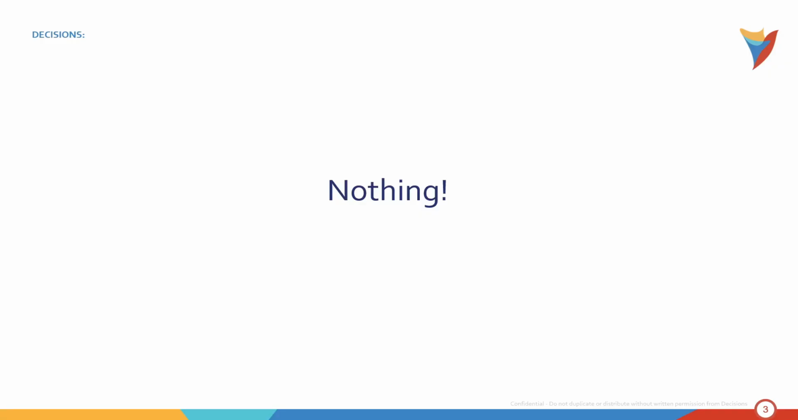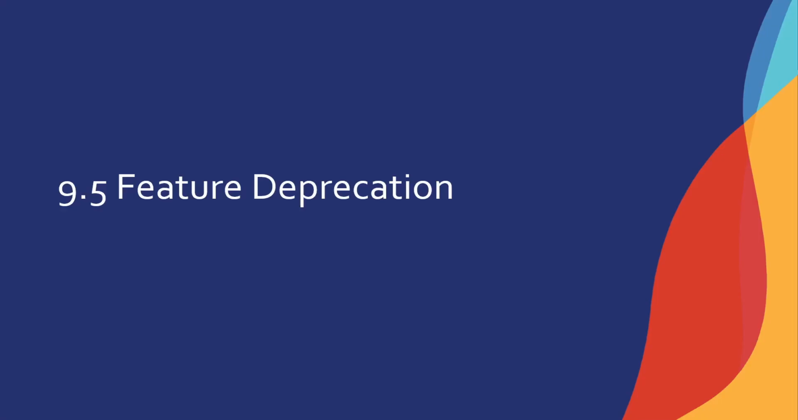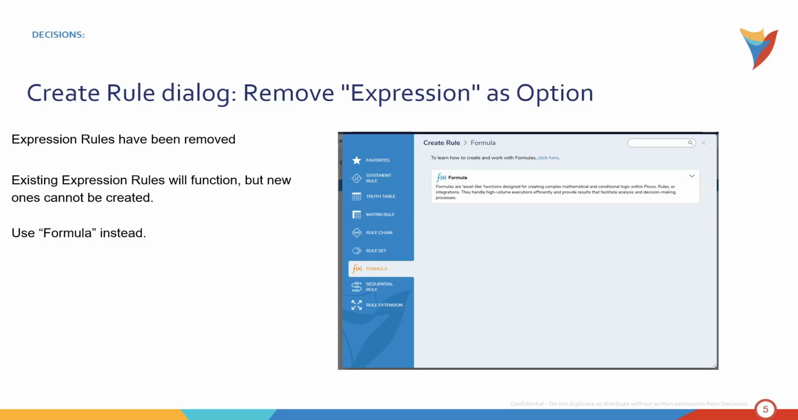So when it comes to breaking changes, there are none in 9.5. However, we are deprecating some features in 9.5. First, we are removing expression rules. And when I say that, I'm saying you're not going to be able to make new expression rules starting in 9.5. Expression rules that are there will still work, so builds that have them will not break. All that functionality will still be there, but you cannot make new ones going forward.